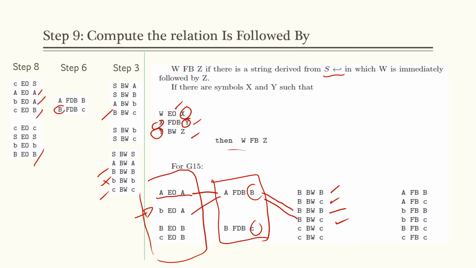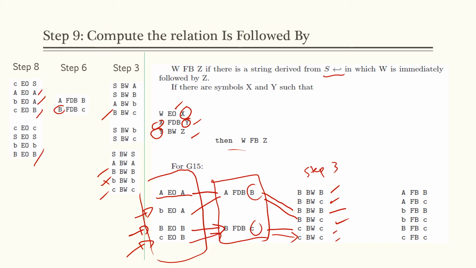The third EO, B EOB, goes to B here. So B FDB C will go to C, BWC. Next is the last EO, C EOB. They go to B, FDB C, and they go to C. So for C, they only have one that starts with C. Okay, so now this is the list of BW from step 3 that you choose. So there are 6 altogether.